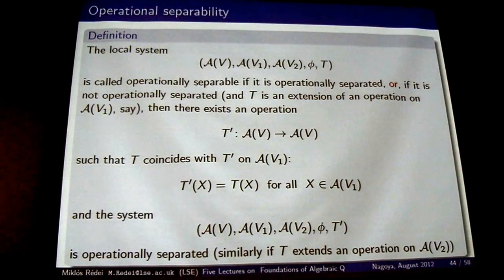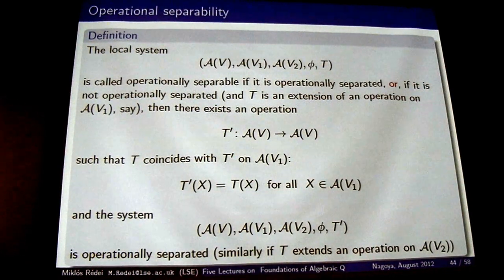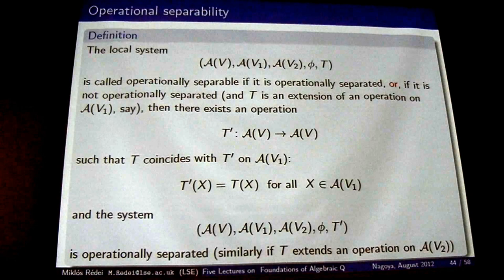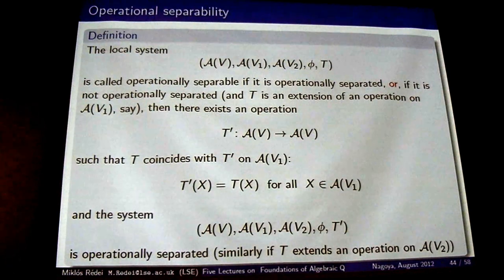I call a local system operationally separable, not separated, but separable, if the following is true. If it is operationally separated, there is no problem with that from the perspective of causality. Or if it is not operationally separated, and T is an extension of an operation on A, we want to say, then there exists another operation, T prime, which coincides with the original operation T on A V1, and for which the system is operationally separated. That is to say, the disturbance is restricted to the subsystem on which the operation was performed.